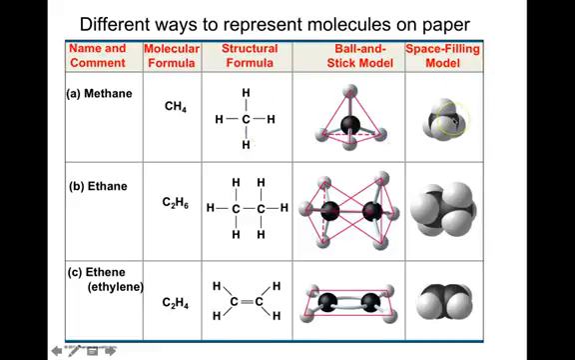Space filling model is not used very much, but it will give us the overall shape of the molecule. And from this slide, you don't have to memorize anything, just know what are the different ways to represent molecules on paper. So 5 ways: name, molecular formula, structural formula, ball and stick model, space filling model. And what is each one? What is molecular formula? What is structural formula? So how are they different from each other? You don't have to memorize the examples.